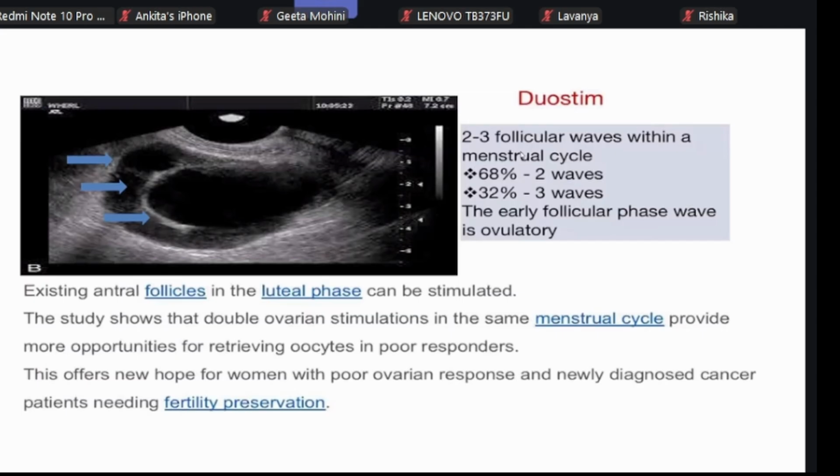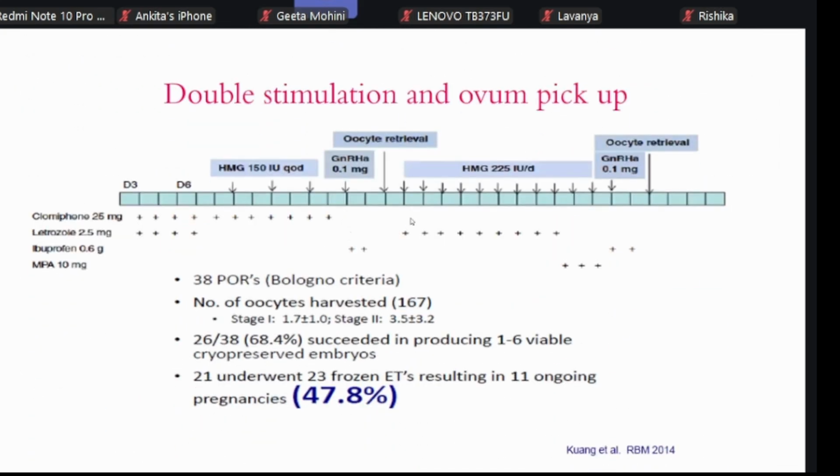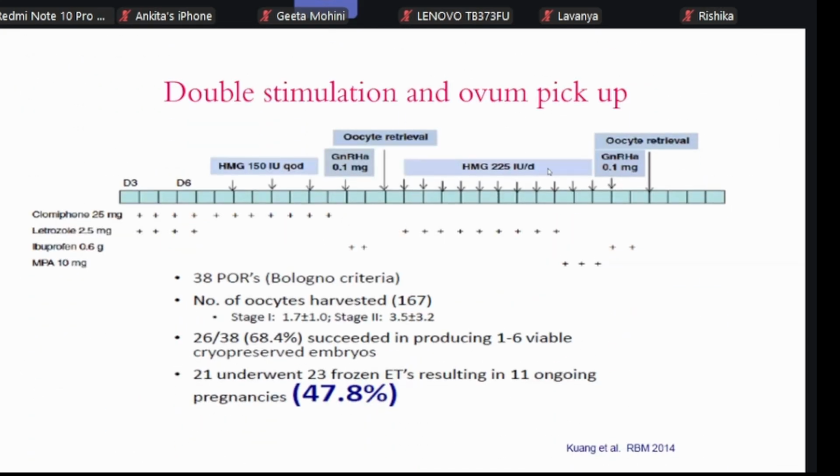So another thing we can do for poor reserve patients is the dual stimulation approach. In this dual stimulation approach, what we do is in the follicular phase, we do the conventional stimulation from day 2, day 3. We stimulate, retrieve the eggs, and after the oocyte retrieval, after 2-3 days of giving trigger, we can again start stimulation in the luteal phase as well. So we get all the follicles from the follicular phase and luteal phase. We can do 2 stimulations in the same menstrual cycle for retrieving more number of oocytes. So this is the dual stimulation approach.